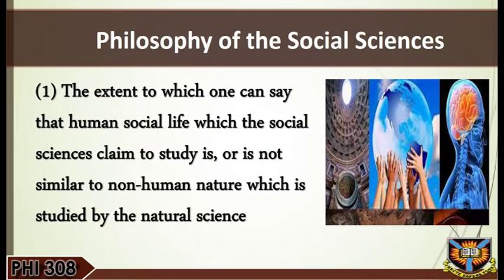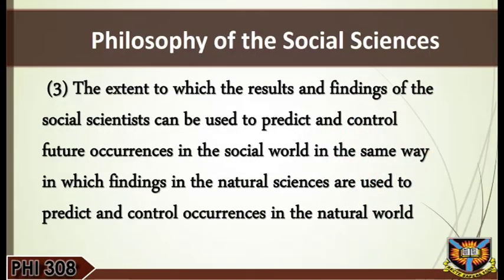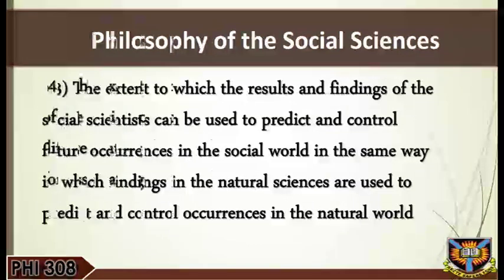1. The extent to which one can say that human social life, which the social sciences claim to study, is or is not similar to non-human nature, which is studied by natural sciences. 2. The extent to which human and social experiences can be explainable by using the scientific method. 3. The extent to which the results and findings of the social sciences can be used to predict and control future occurrences in the social world in the same way in which findings in the natural sciences are used to predict and control occurrences in the natural world.